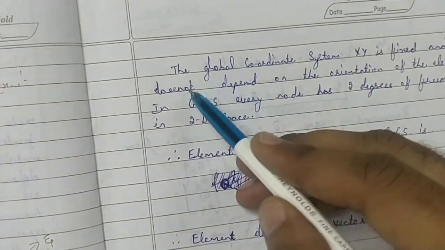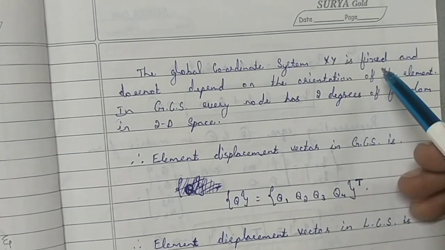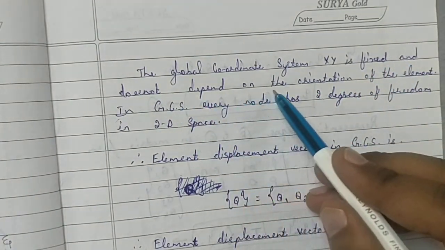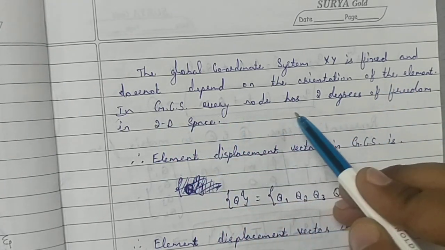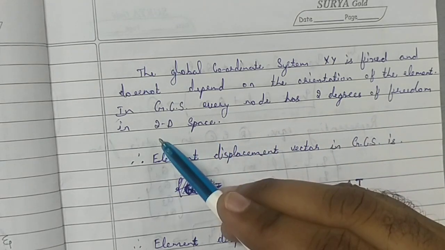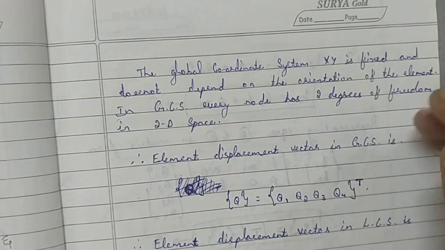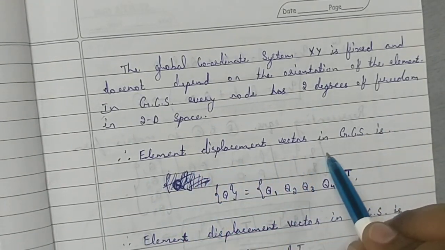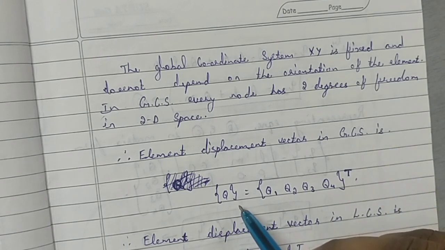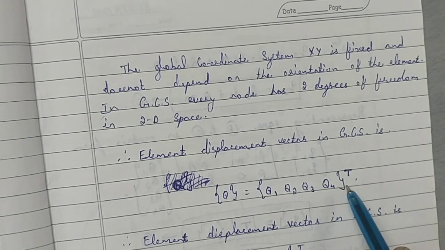This is the angle made. The global coordinate system xy is fixed, and does not depend on the orientation of the element. In global coordinate system, every node has 2 degrees of freedom in 2D space. That's what I said. Every node has 2 degrees of freedom, that is q1 and q2 here, that is the displacements. So therefore, displacement vector in global coordinate system is q equals, at node 1 q1 q2, at node 2 q3 q4, transpose.